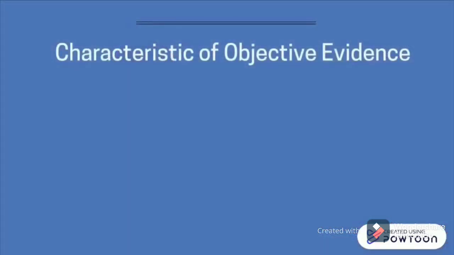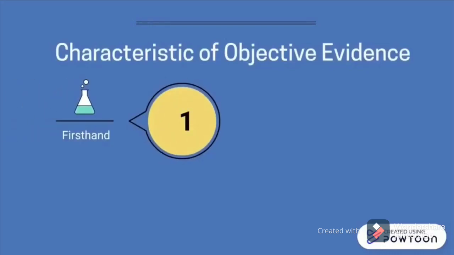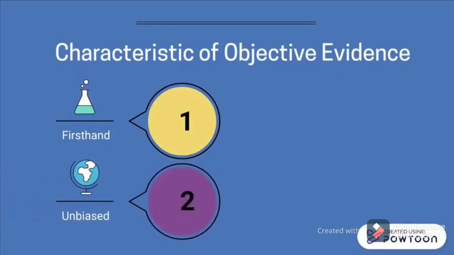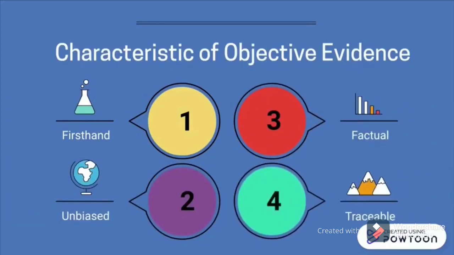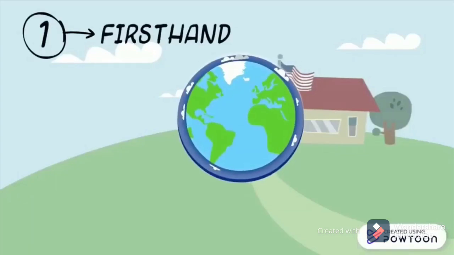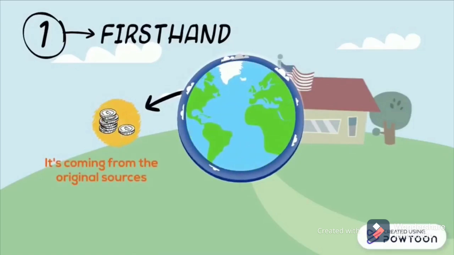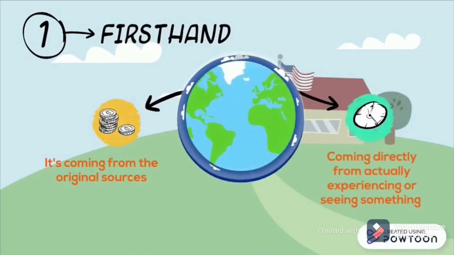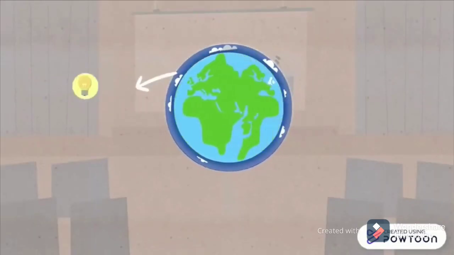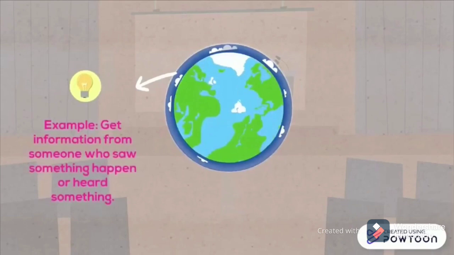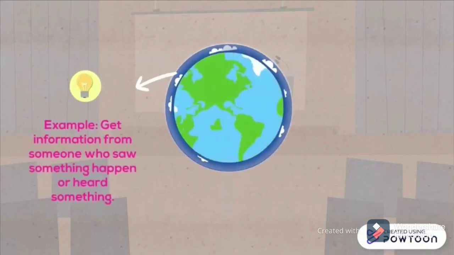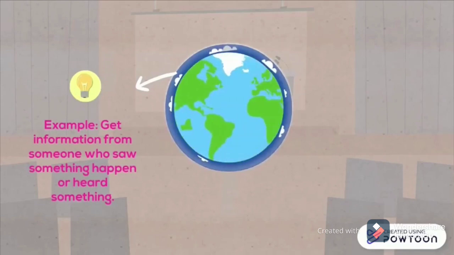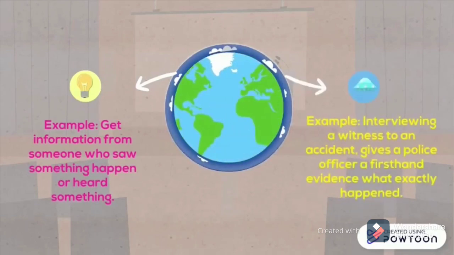Characteristics of objective evidence. First, first-hand. Second, unbiased. Third, factual. Fourth, traceable. First, first-hand evidence. First-hand evidence comes from the original sources, which means it comes directly from you or someone actually experiencing or seeing something. For example, when you get information from someone who saw something happen or heard something, it is called first-hand evidence. Same like the situation of interviewing a witness to an accident, which gives a police officer first-hand evidence of what exactly happened.